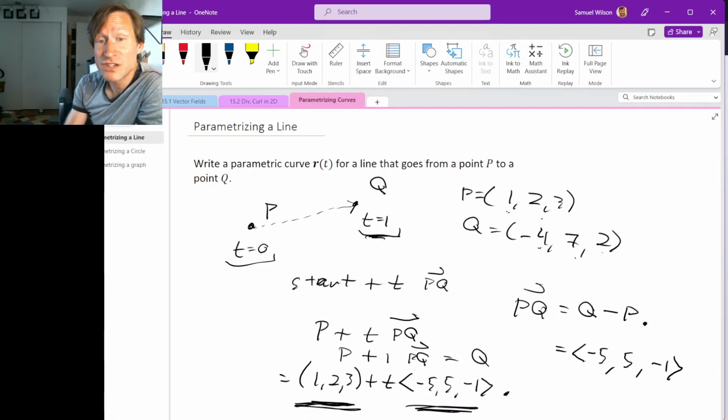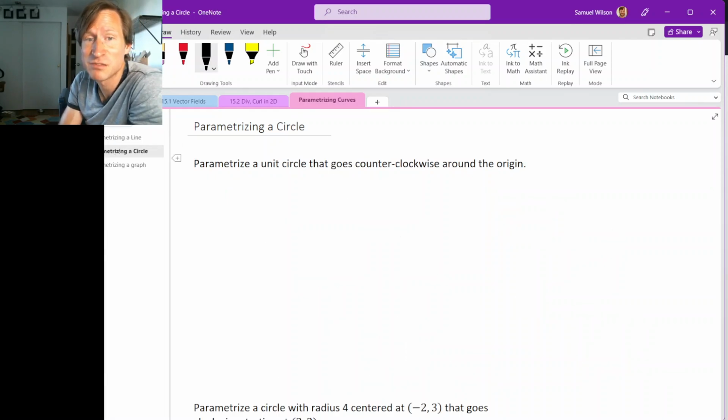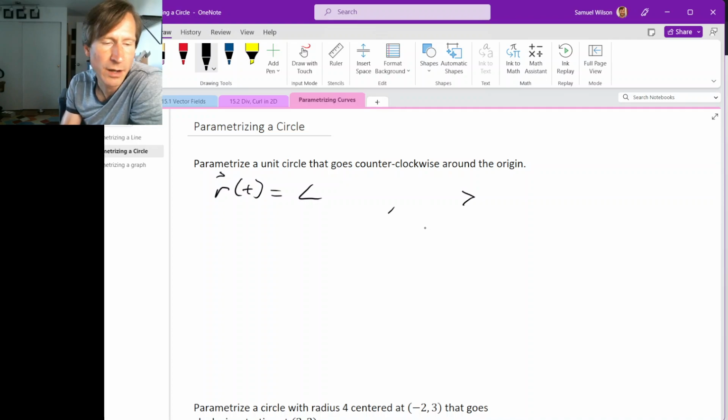Another very common curve to have to parameterize is a circle. So let's parameterize a unit circle that goes counterclockwise around the origin. Remember, writing a parameterization is essentially writing a vector-valued function that traces out that shape. Since we're working in a plane, I just need to write down the x-coordinate function and the y-coordinate function, and they're both going to be functions of some parameter, which I'm calling t. Fortunately, for parameterizing a unit circle around the origin going counterclockwise, we have functions that do that: cosine t and sine t.